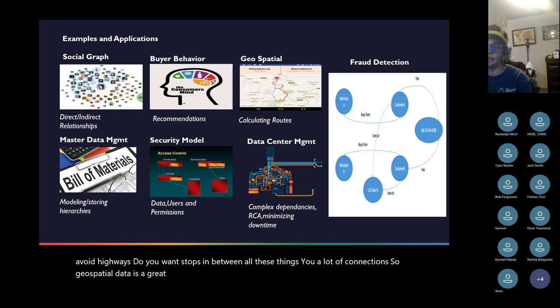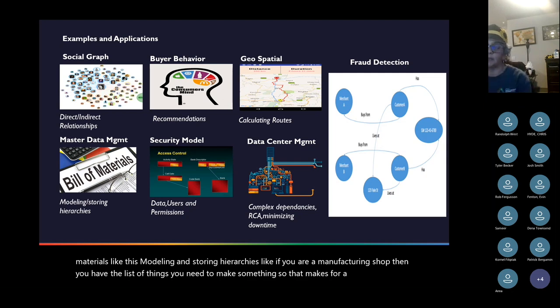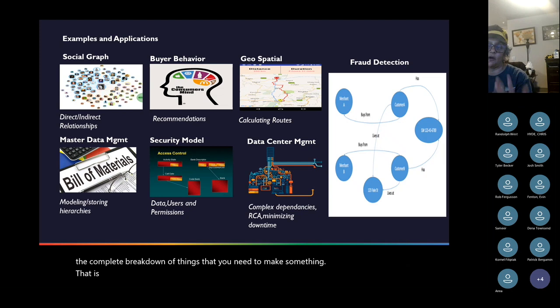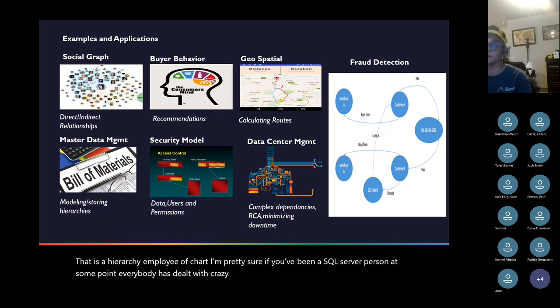And in the data center, you have bill of materials, modeling and storing hierarchies. If you're a manufacturing shop, then you have the list of things you need to make something. That makes for a bill of materials, the complete breakdown of things that you need to make something. That is a hierarchy. Employee org chart: I'm pretty sure if you've been a SQL Server person at some point, everybody has dealt with crazy org chart queries, and I'll show some of them. So employee org chart is a kind of graph.